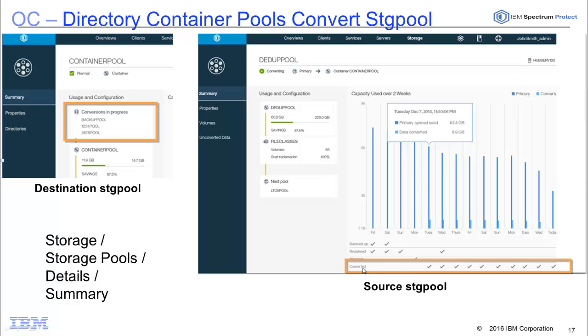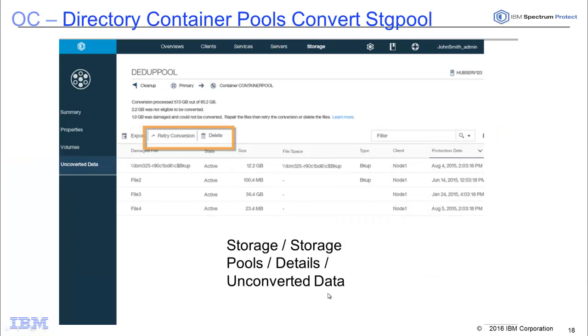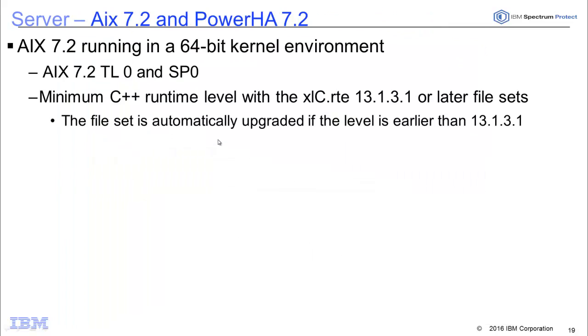Also on the very bottom here, we'll show which days the conversion was run on. If there is unconverted data, you will get an additional tab on the details page called Unconverted Data. That'll show you the files that we couldn't convert, and it'll give you the option to either retry the conversion or to delete those files off. Another new feature in version 7.16 is we will be supporting AIX 7.2 and PowerHA 7.2.